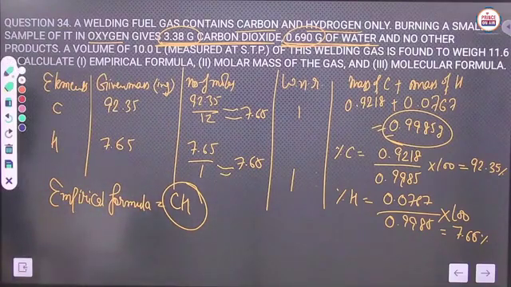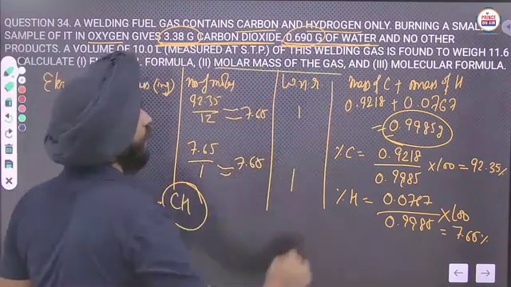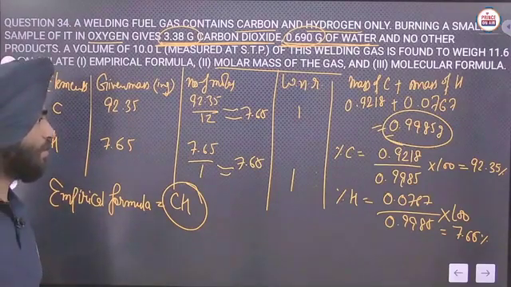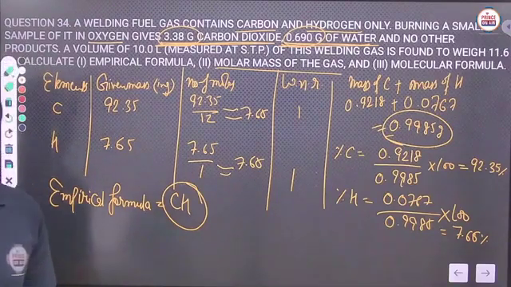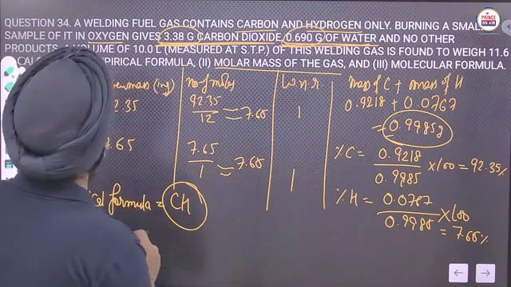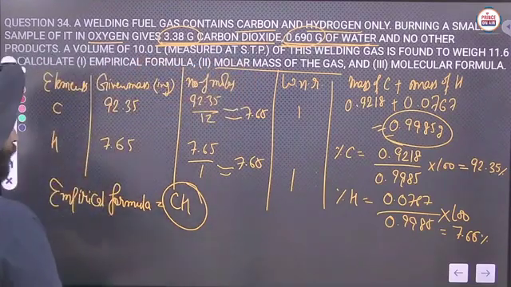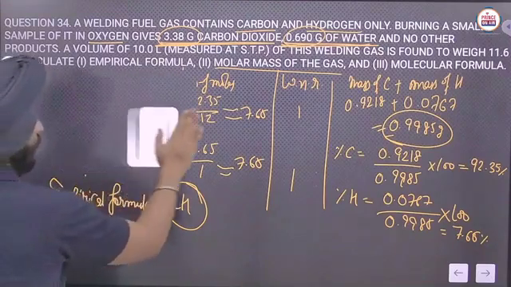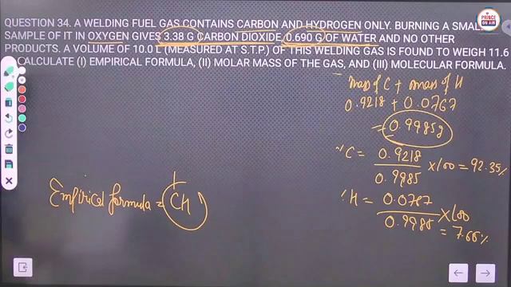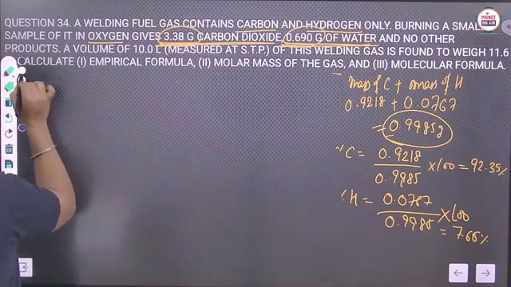Now what we have to do here? Now we have to calculate the second part, that is the molar mass of the gas. How can we calculate this? We have one more thing here, that is 10.0 liter of gas at STP. Okay, the empirical formula we got, so we can write it here in this way.